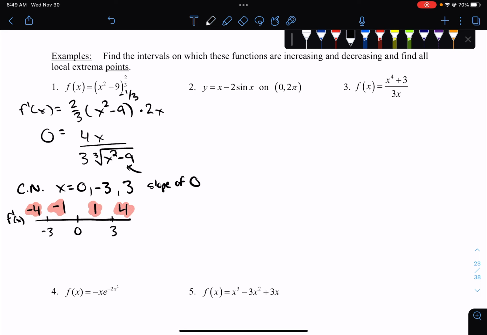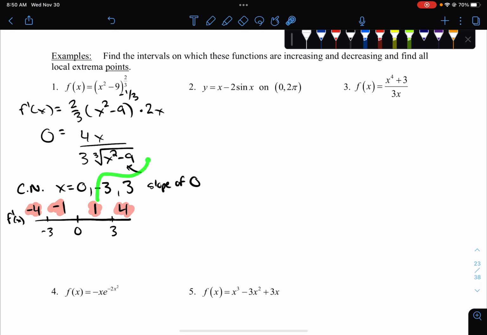They're in between my critical numbers, and I'm going to plug those into the first derivative and see what happens. I'm just looking to see whether my function is increasing or decreasing. So all I need to look at is not necessarily the number itself, but whether it's a positive number, because that means my function is increasing. If it's a negative number, that means I have a negative slope and my function is decreasing.